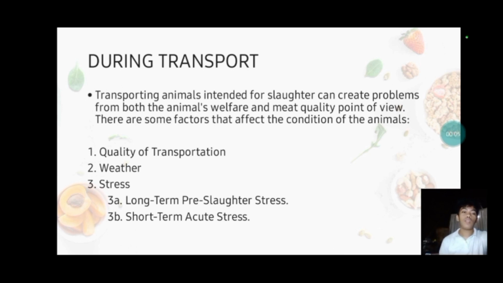The first is long-term pre-slaughter stress, which is fighting and transit occurring 12 to 48 hours prior to slaughter. It results in the depletion of muscle glycogen, resulting in higher pH in meat, darker color, and drier meat. While short-term acute stress, which is excitement or fighting immediately prior to slaughter, results in the production of lactic acid from the breakdown of glycogen. Meat is lower in pH, lighter in color, has reduced water binding capacity, and is possibly tough.